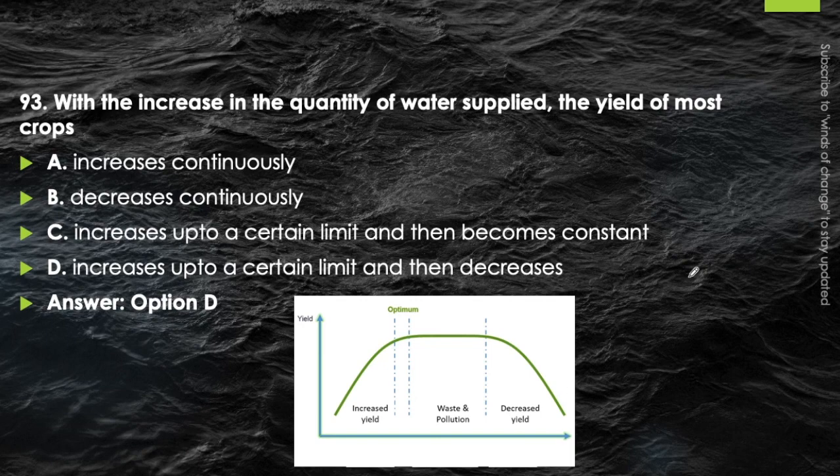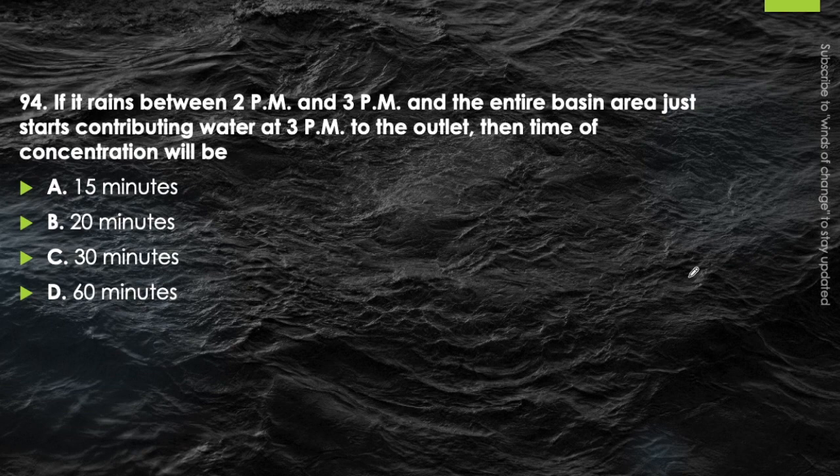Next question. If it rains between 2 p.m. and 3 p.m. and the entire basin area just starts contributing water at 3 p.m. to the outlet, the time of concentration will be 15 minutes, 20 minutes, 30 minutes or 60 minutes. You know the concept of time of concentration. Think about it.